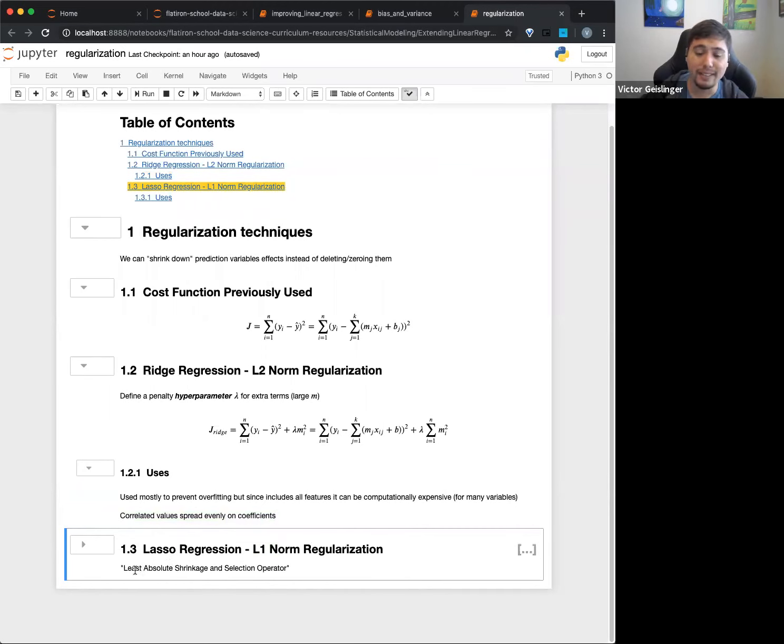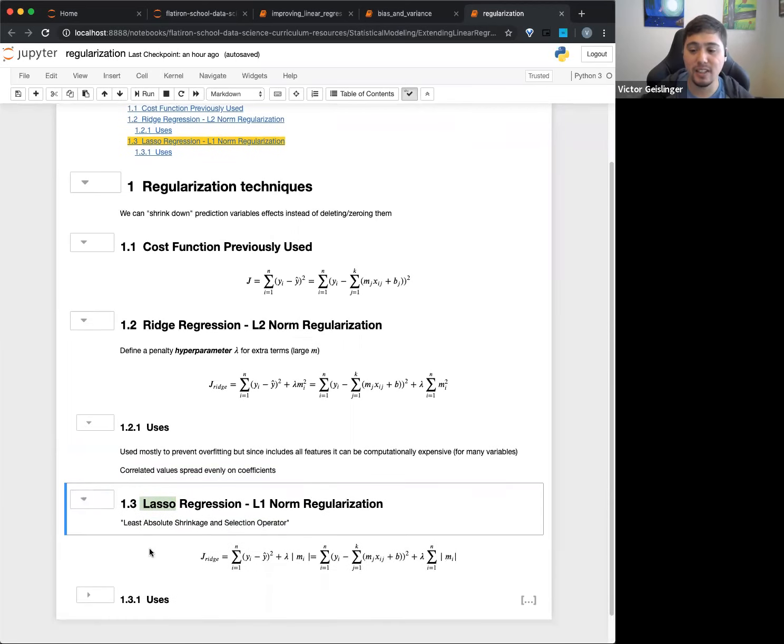So here, Lasso. This is kind of fun. I didn't know this for the longest time. I just assumed, oh, that's weird. It's called Lasso, but it actually stands for least absolute shrinkage and selection operator, which is why everyone just calls it Lasso, or just the L1 norm.